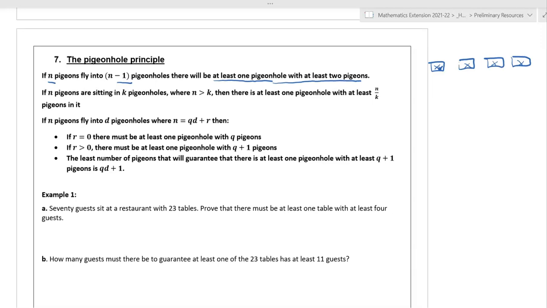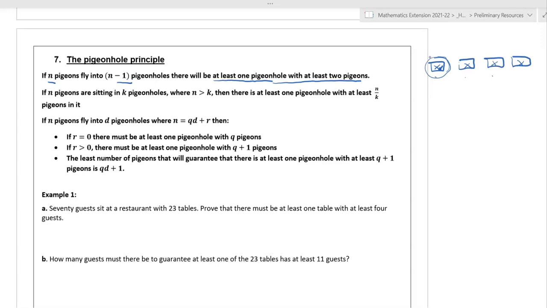Now that doesn't mean that will happen. They might all decide to fly into this one because it's nicer. But worst case scenario is they all go into one separate each, and then the last pigeon has to choose a pigeonhole to pair up inside.